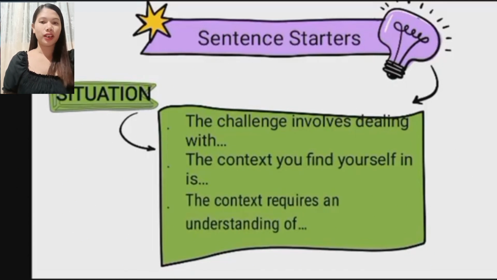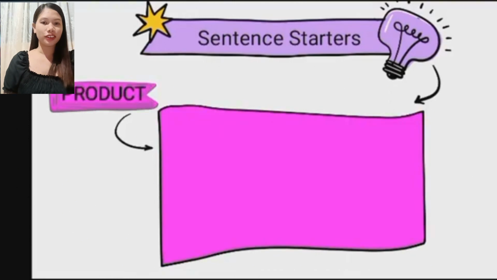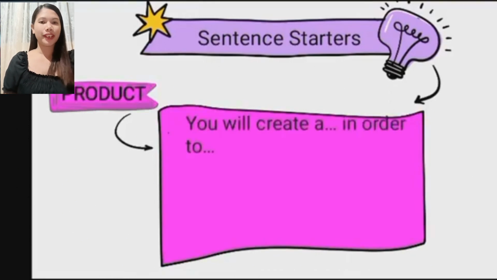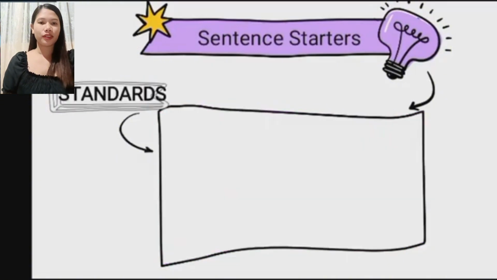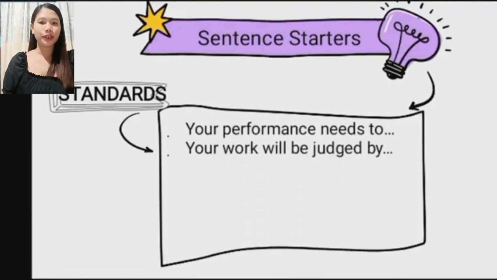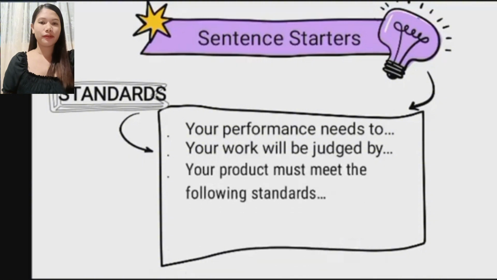So for the product, you can use sentence starters such as: you will create a ___ in order to, you need to develop a ___ so that. So for the standards, the sentence starters can be: your performance needs to, your work will be judged by, your product must meet the following standards, and a successful result will.